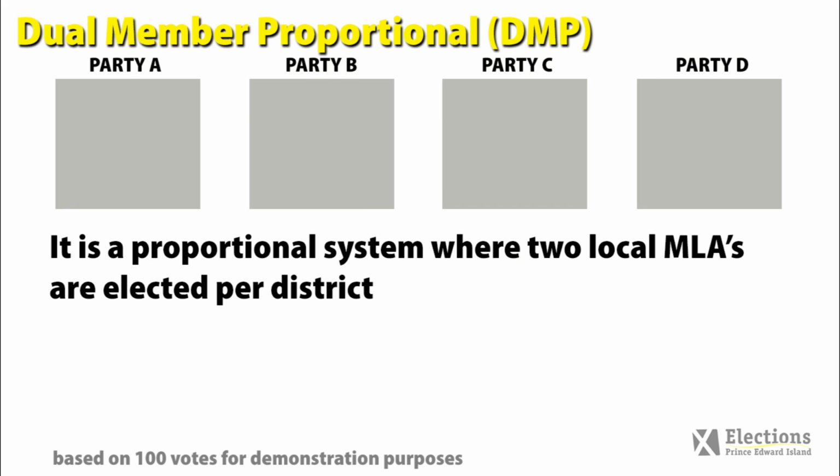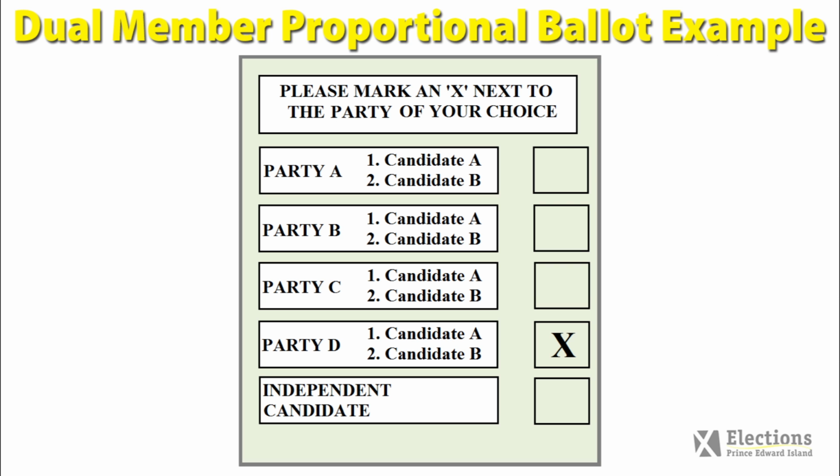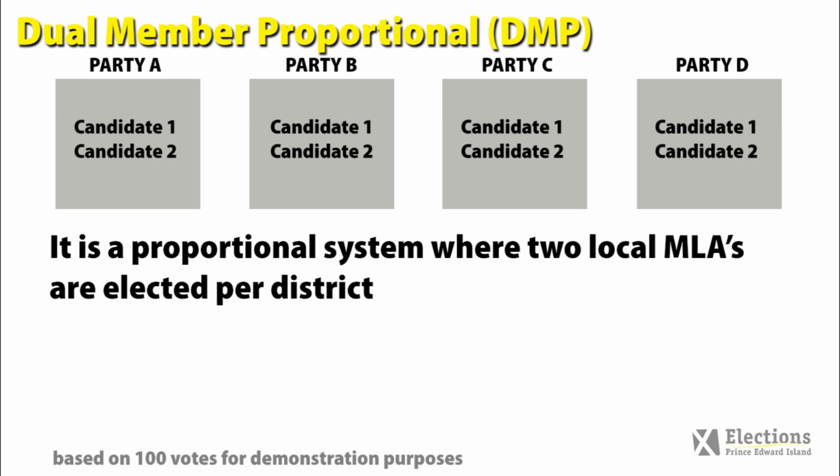The next system is called dual member proportional. It is a proportional system with elements of the first past the post system, where 2 local representatives are elected per district. This model is based on 14 districts with 28 seats, 2 members per district. Here's a sample of what the dual member proportional ballot might look like. For this system, you would be voting for the party of your choice. The 2 candidates for each party would be chosen by the district party nominations.